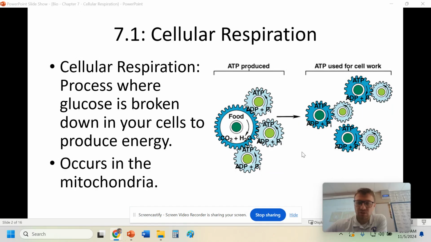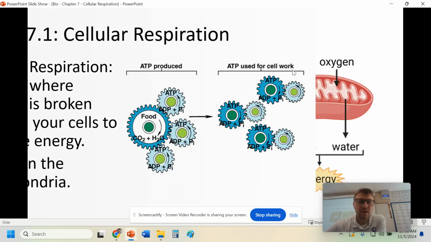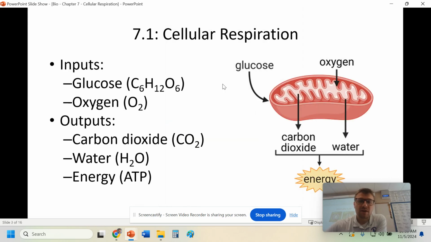Now, I absolutely love this diagram. This is showing how food, specifically glucose, is going to power, you can see these little gears here, the production of something called ATP. This ATP is going to be used for cellular work. What we have to do is transfer the energy from the food we eat into something called ATP, which we're going to talk about in this chapter. But basically, we're just showing this transfer of energy from our food to our cells through this process of cellular respiration. What we're also going to see is that this is going to occur in the mitochondria.